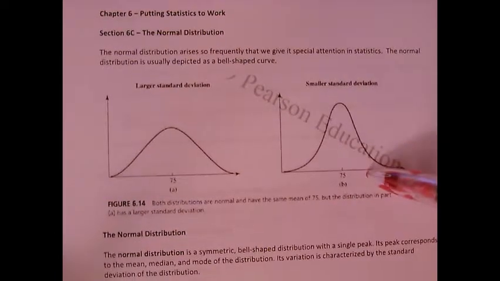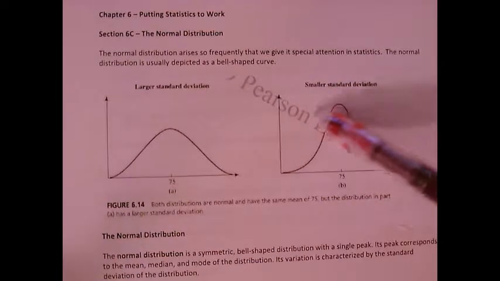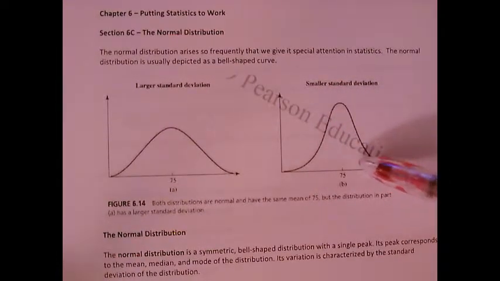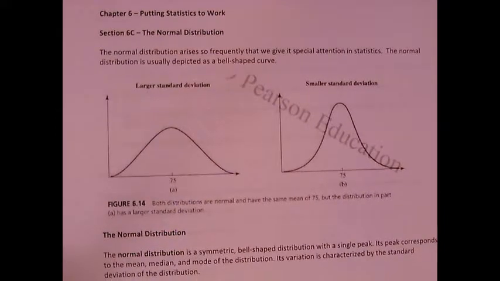Now on this side, we have a smaller standard deviation. You can see the hump is taller and skinnier. When that happens, that means the spread of the data is very small. Keep in mind the standard deviation talks about the spread of the data.